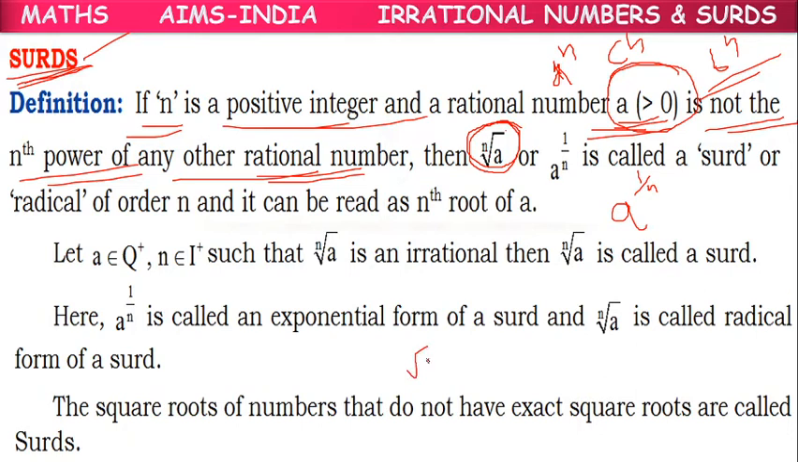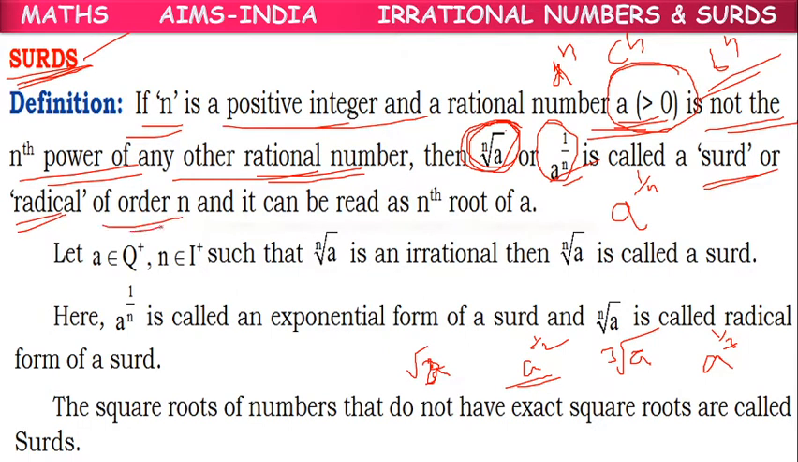because square root of a means we can write a to the power of 1 by 2. Cube root of a means we can write a to the power of 1 by 3. Like this we can write. In the same way, nth root of a means a to the power of 1 by n. So either nth root of a or a power 1 by n is called a surd or radical of order n. It can be read as nth root of a.